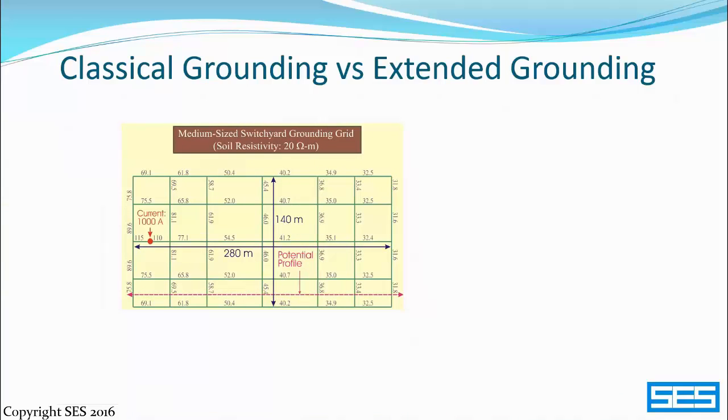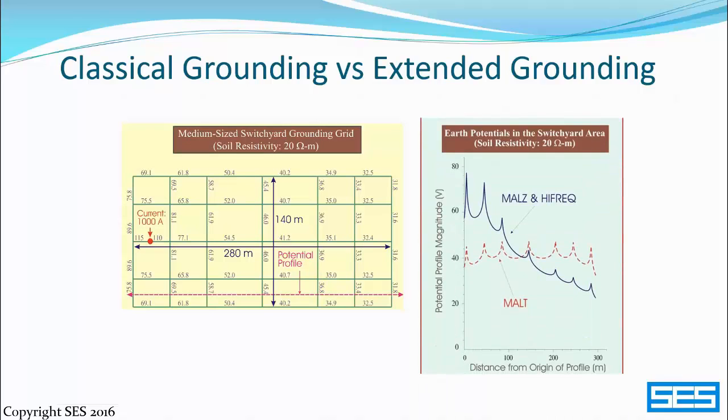Reducing the soil resistivity to 20 ohm meters and increasing the conductor impedance changes the result dramatically. Not only in the magnitude of the potential, but also in the profile shape, it's drastically different between MALT, MALZ, and HIFREQ. The treatment of the soil is basically the same. All three modules accurately consider multilayer soil, but the fact that MALT considers the grid to be perfectly equipotential is quite problematic in this case.